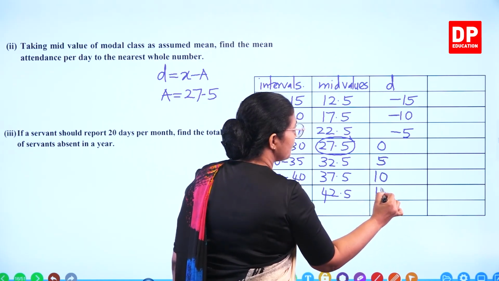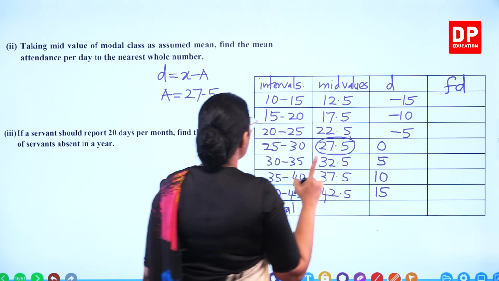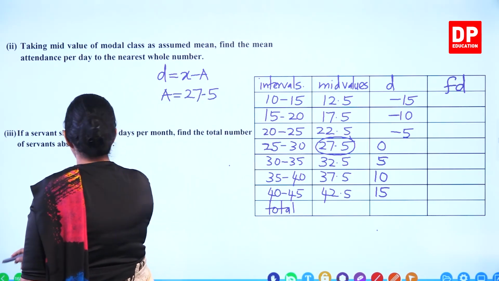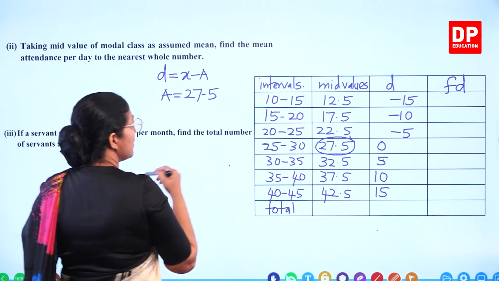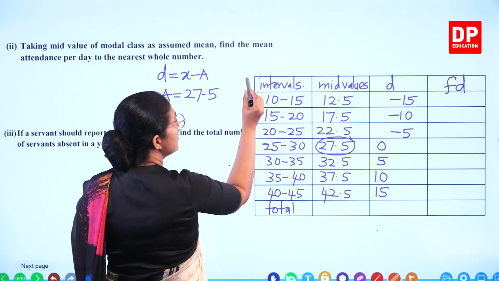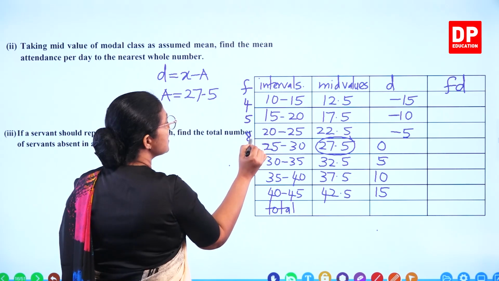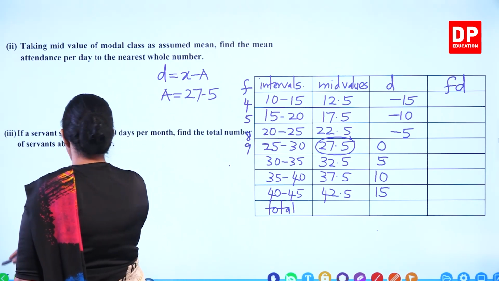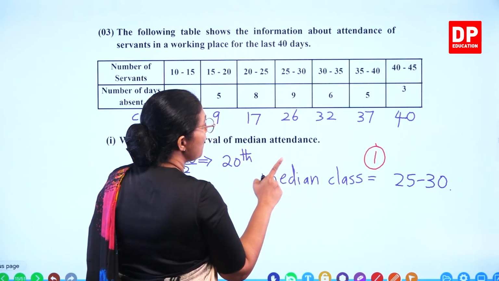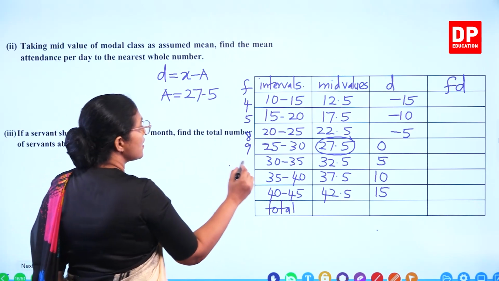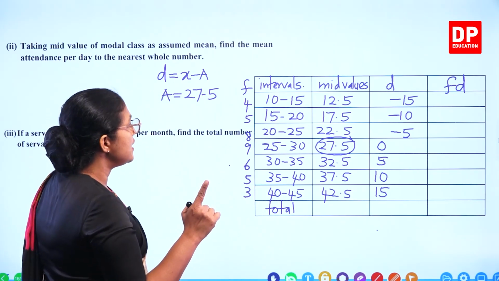Now we have to multiply by F and D. So what are the F values? We take the F values from here: 4, 5, 8, 9. And what are the other F values? 6, 5, 3.